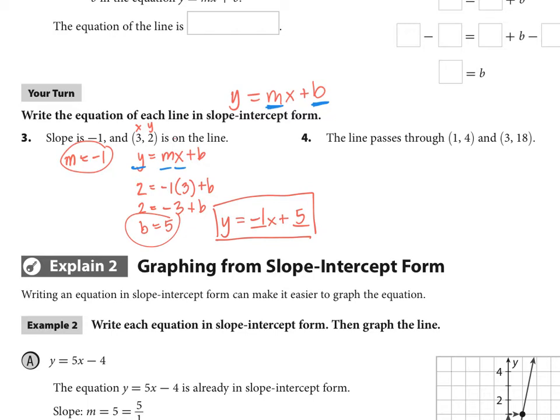So you can go ahead and try number 4, and before you do, you are given 2 points. So I suggest finding the slope first using our y2 minus y1 over x2 minus x1. And once you've done that, you're going to follow the same process that we did on number 3. So if you'd like to, go ahead and pause it and give this a try before you see the solution.